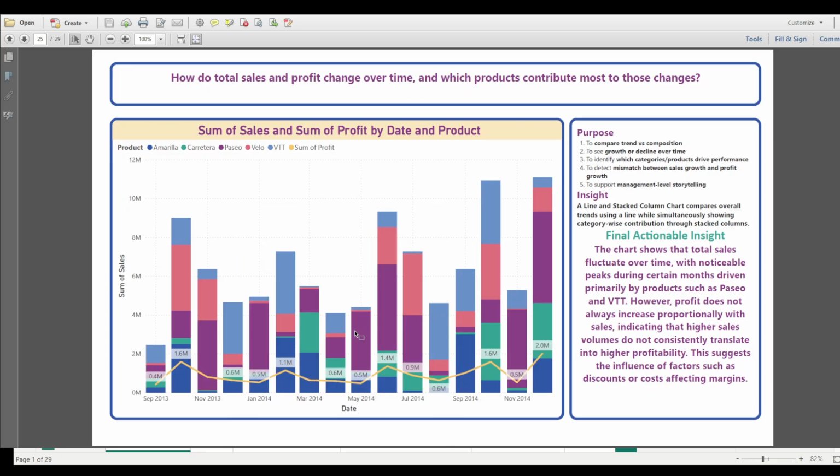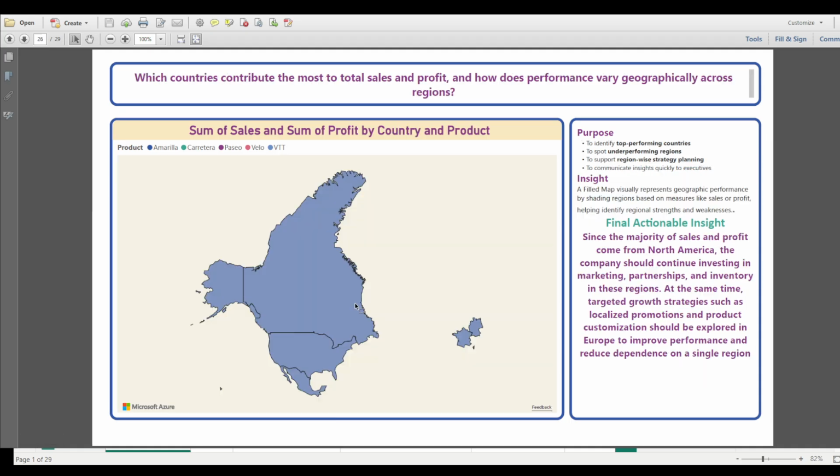This is like a stacked column chart with a line chart. It is showing how total sales and profit change over time and which product contributes most to those changes. Each and every stack is basically representing a product, and here on the x-axis date is over there, on the y-axis sales is over there. So this is also one of the visuals which you can make.